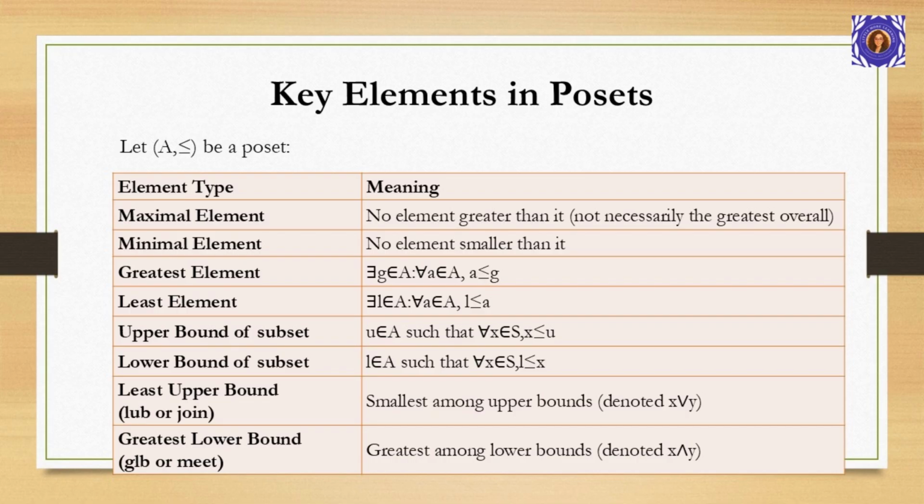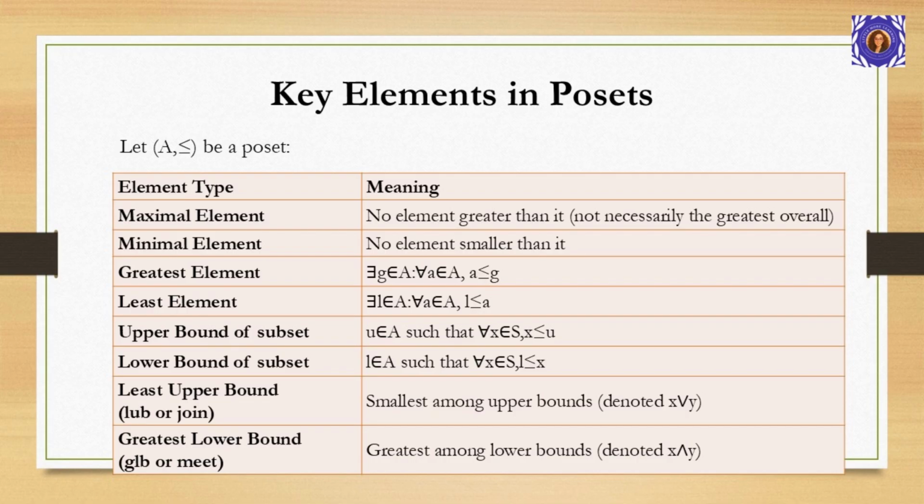Understanding different types of elements in posets is crucial for applications. Maximal and minimal elements. A maximal element has nothing greater than it in the poset, while a minimal element has nothing smaller. Note that there can be multiple maximal or minimal elements in a poset. Greatest and least elements. These are unique when they exist. A greatest element is greater than or equal to every other element. A least element is less than or equal to every other element.